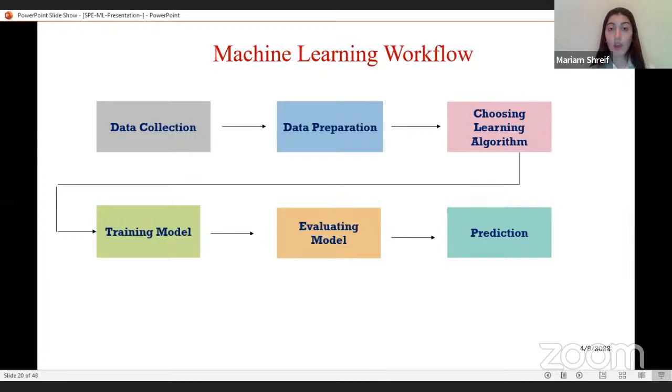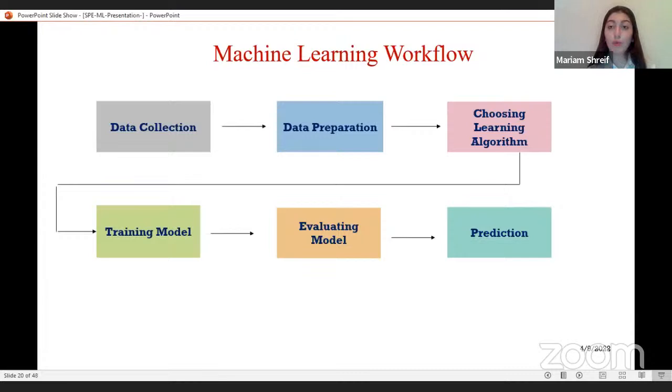Then we need to prepare the data. So we need to clean the data. By this, I mean that we need to remove any outliers. We need to remove any instances that have missing values, or we can even estimate missing values using the mean, the median, or the mode, or any other technique.